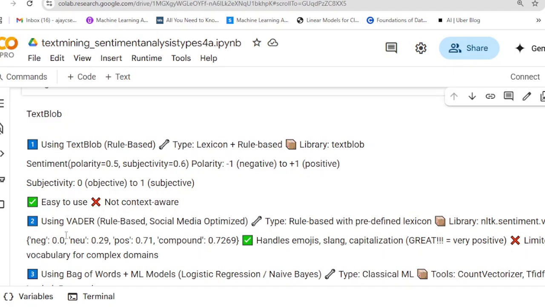The next one is using VADER. It is a rule based technique, rule based with a predefined lexicon. It uses the library nltk.sentiment.vader, and it can handle emojis, slang, capitalization also, but it has a very limited vocabulary.